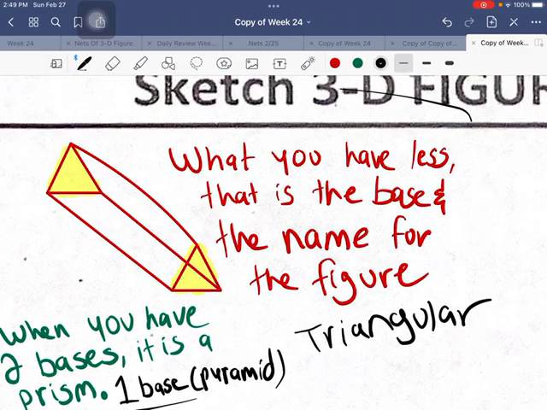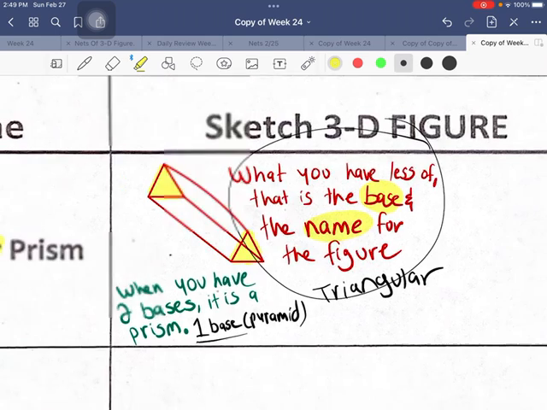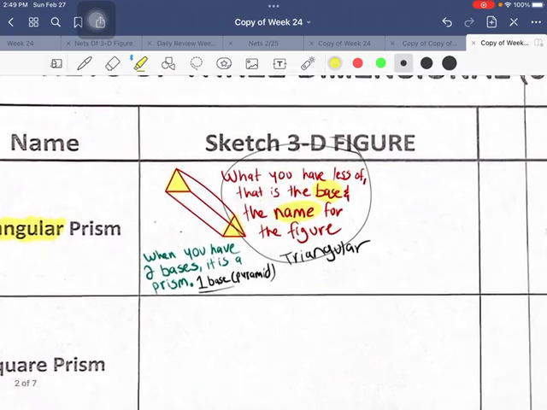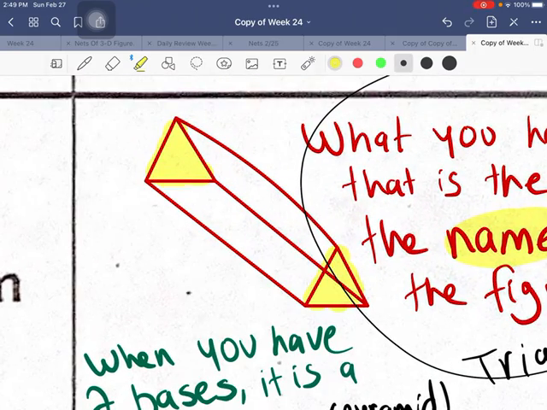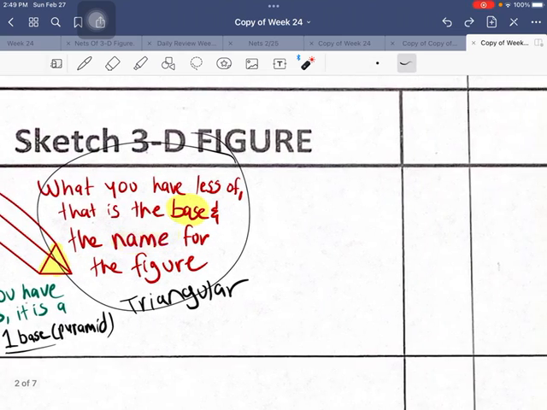And remember, what you have less of, I forgot the of right here. What you have less of, that is the base and the name for the figure. Ahora. Now, just to show you what it looks like, if you were to separate this completely, separarlos, this shape, like open it up in a way. That's what we did in class. We opened it up.